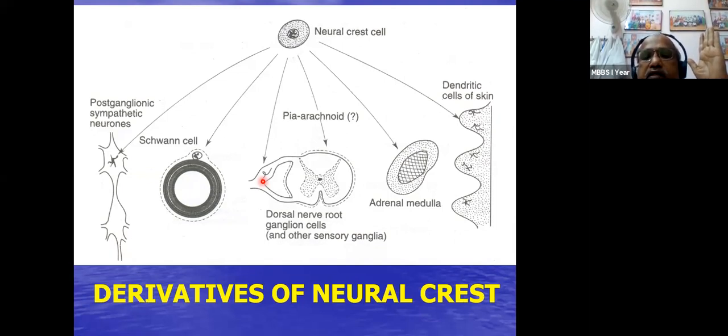Your dorsal root neurons are derived from neural crest cells. Next, your pia and arachnoid matter. It is yet to be proved, but as of now you can say that pia and arachnoid matter are derived from neural crest cells. Next, the adrenal medulla, not the cortex. Next, the dendritic cells of skin. Which cell of your skin has projections like dendrites?